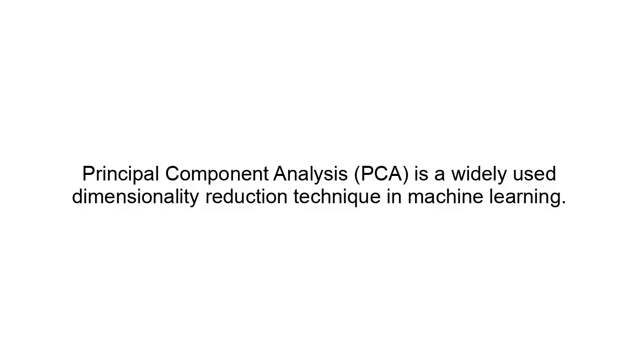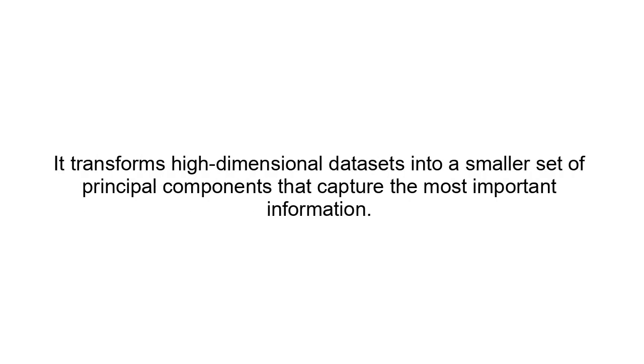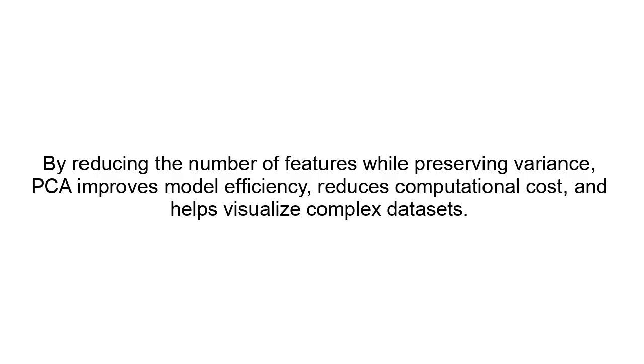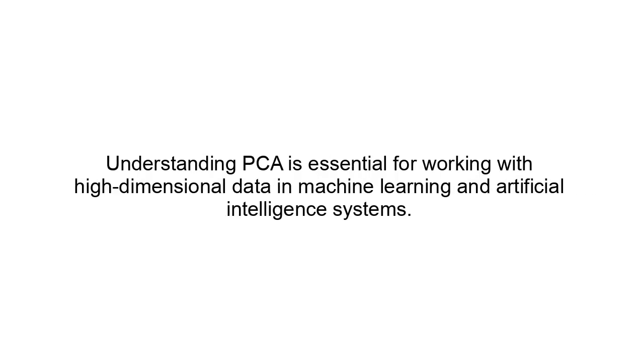Final summary. Principal component analysis. PCA is a widely used dimensionality reduction technique in machine learning. It transforms high-dimensional datasets into a smaller set of principal components that capture the most important information. By reducing the number of features while preserving variance, PCA improves model efficiency, reduces computational cost, and helps visualize complex datasets. Understanding PCA is essential for working with high-dimensional data in machine learning and artificial intelligence systems.